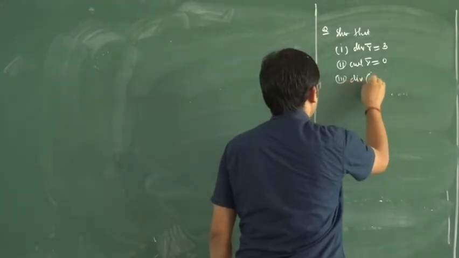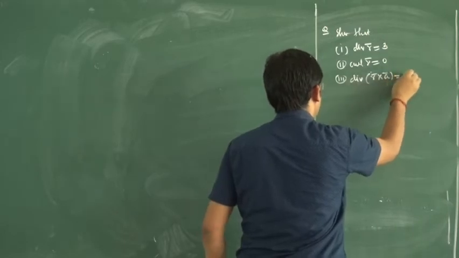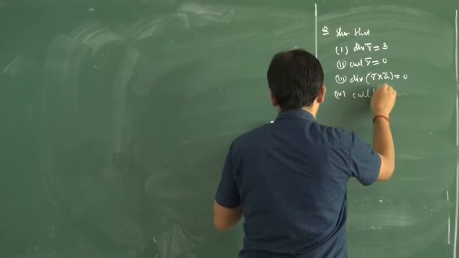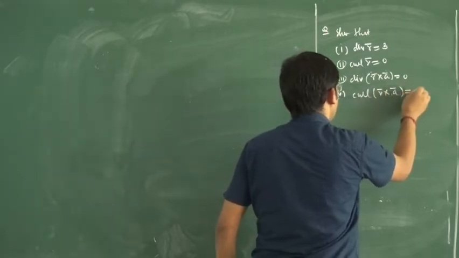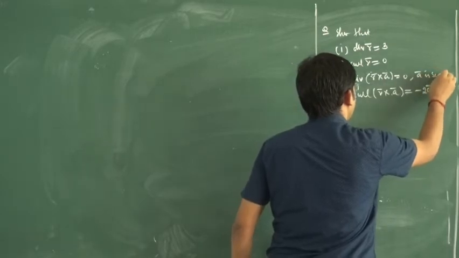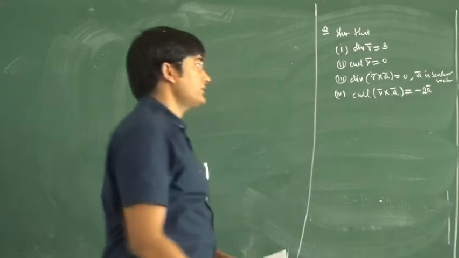divergence of R cross A equal to 0, where my A is the constant vector, and then we will prove curl of R cross A equal to minus 2A. Your A is the scalar vector.